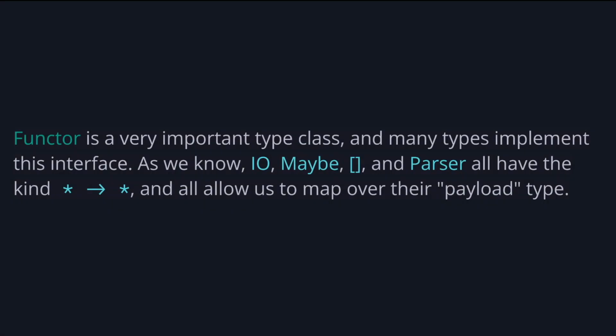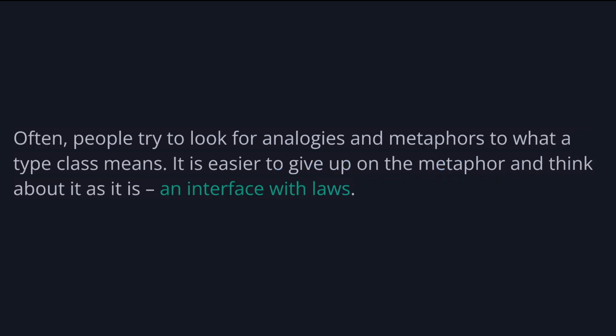Functor is a very important type class, and many types implement this interface. As we know, IO, maybe, list, and parser all have the kind type to type and allow us to map over their payload type. Often people try to look for analogies and metaphors for what a type class means, but type classes with names like functor don't usually have an analogy or metaphor that fits them in all cases. It's easier to give up on the metaphor and think about what it is. It's an interface with laws.